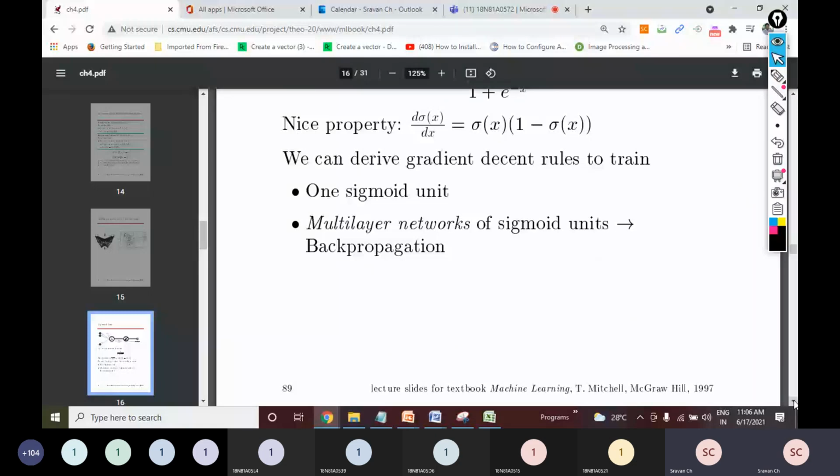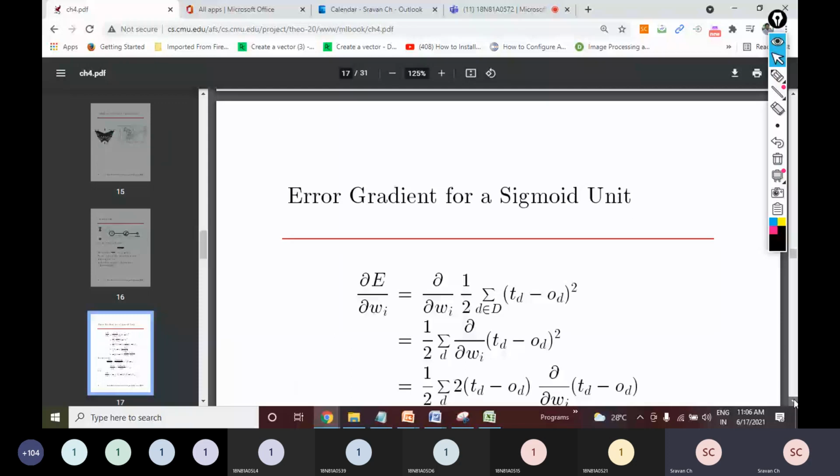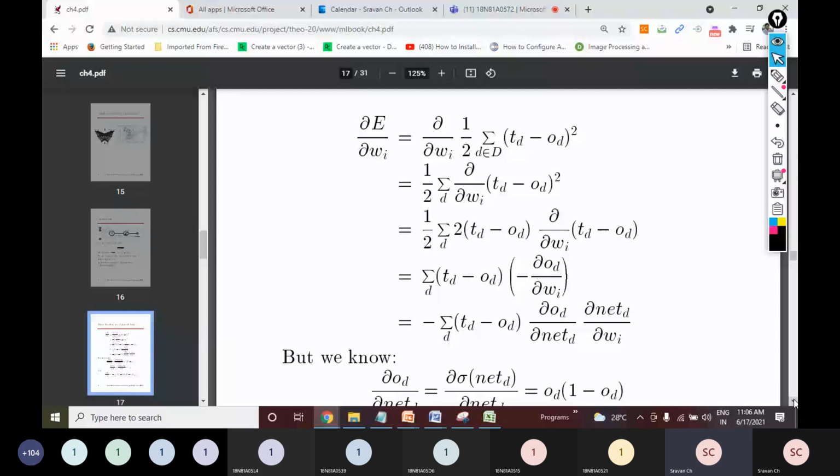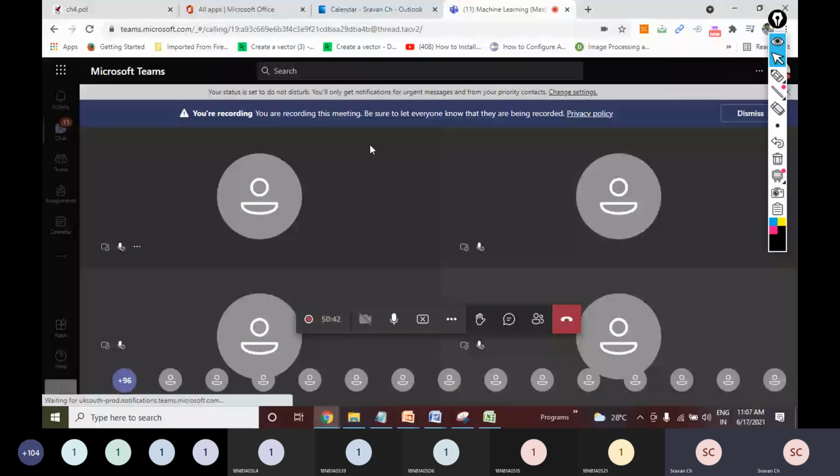Now this is how they are applying the gradient descent rules in order to update the weights. So what is this TD minus OD? Can anybody tell what TD and OD are? Can you respond? TD minus OD. What is TD minus OD?